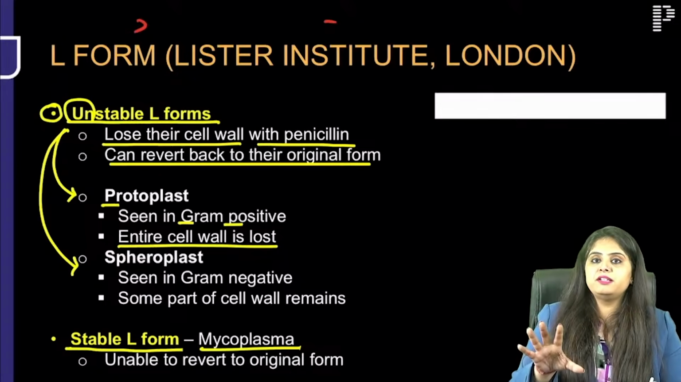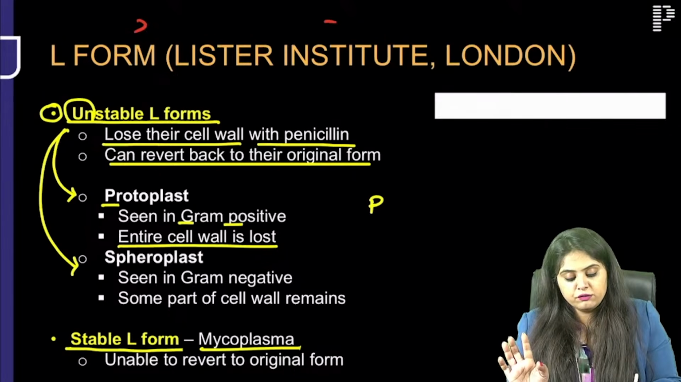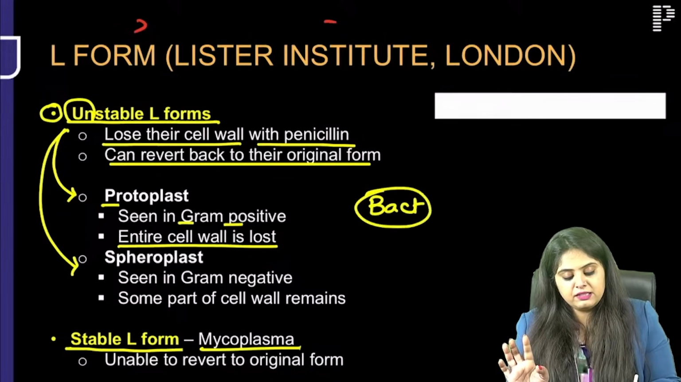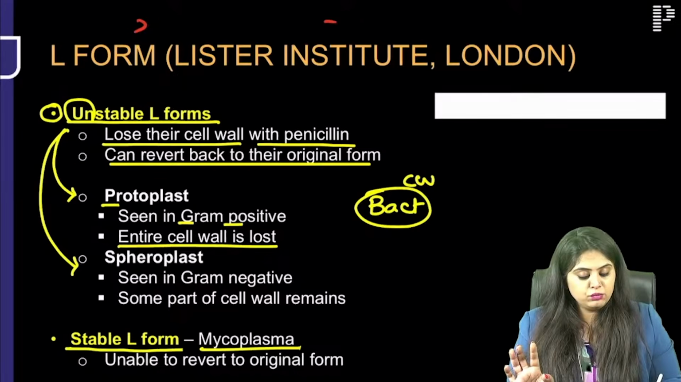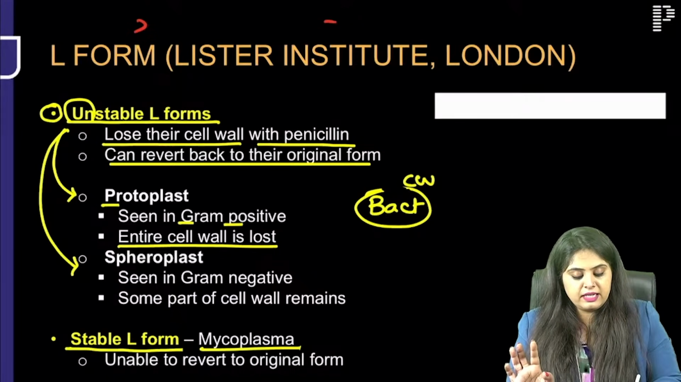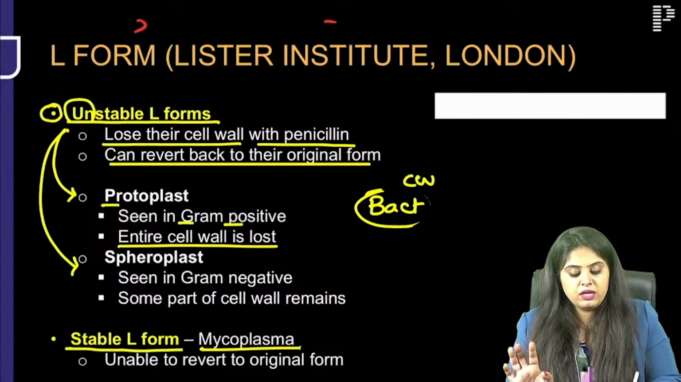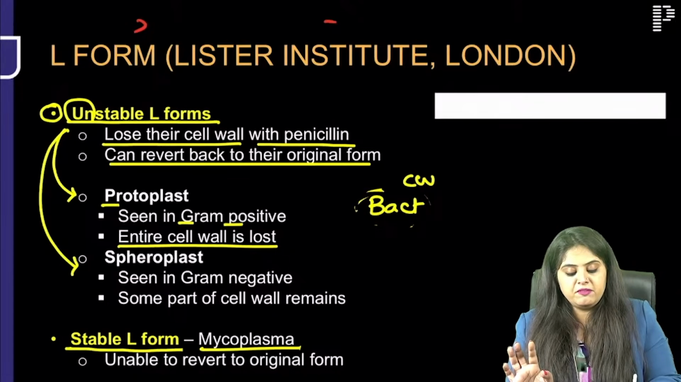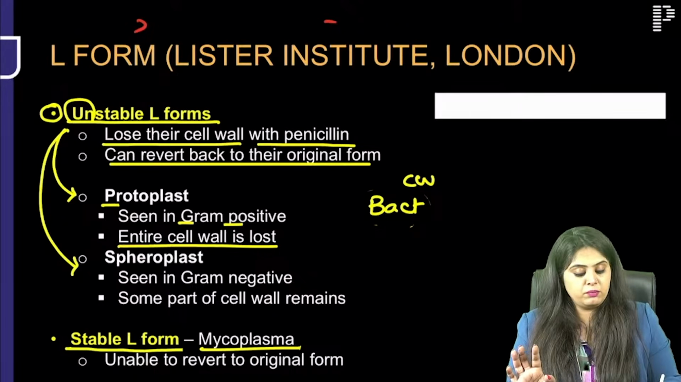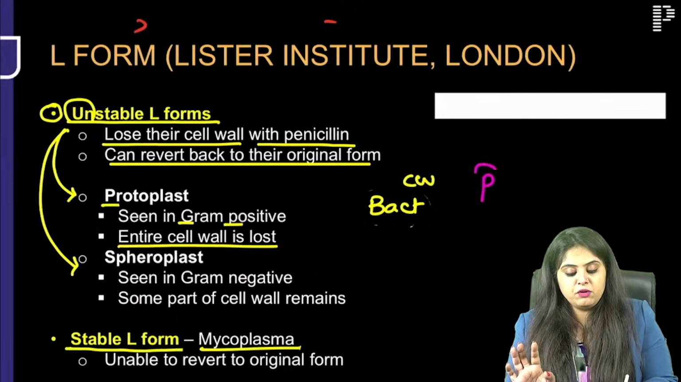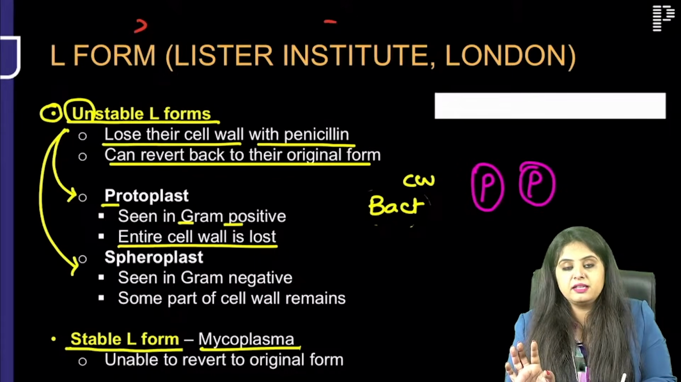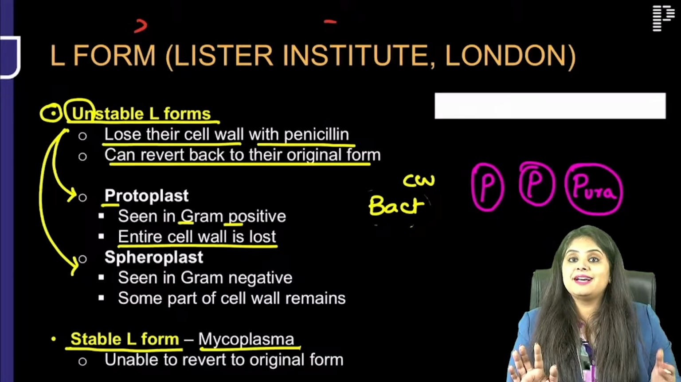As soon as I added penicillin, the full cell wall went. So for example, if this is a bacteria and this bacteria had a cell wall, as soon as I added penicillin, that entire cell wall, the whole cell wall, ended up vanishing. That is going to be protoplast. How I have learnt it is P for protoplast, P for it is seen in gram positive, and the whole cell wall is going to be lost. Entire cell wall is lost.